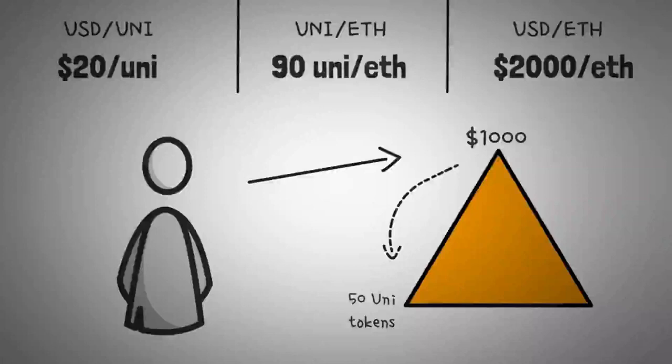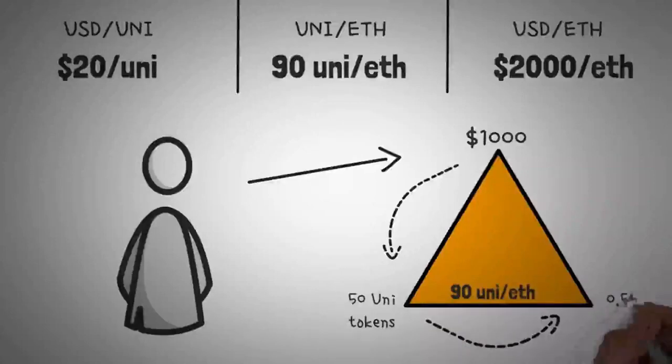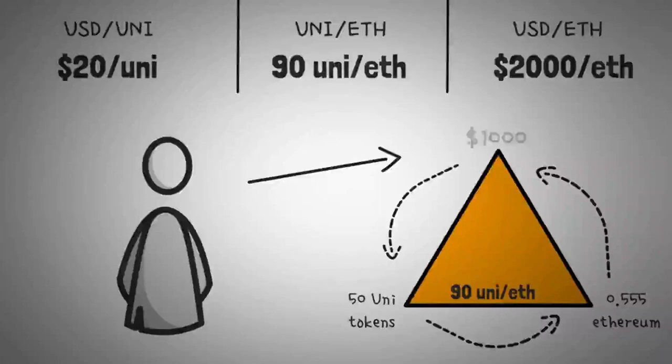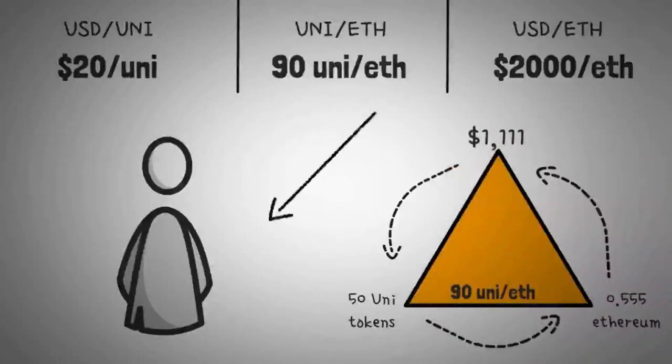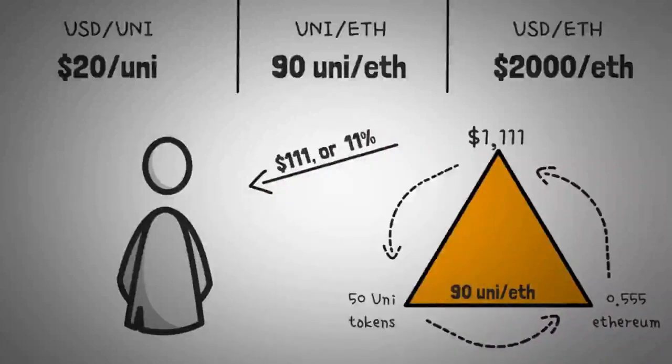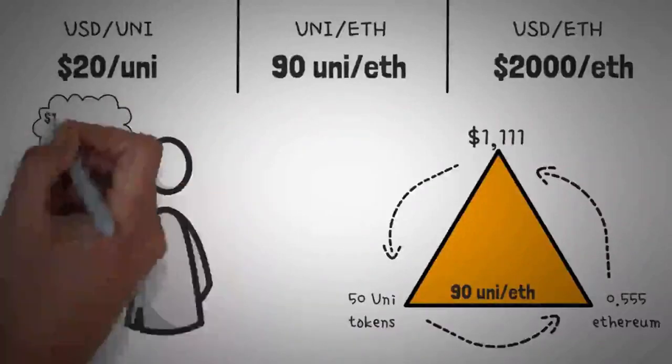Next, you trade your 50 Uniswap tokens for Ethereum. If we use the exchange rate that I gave earlier of 90 Uni tokens per Ethereum, this gives us 0.555 Ethereum. Now, we simply have to sell that Ethereum for cash. 0.555 Ethereum can get us $1,111, which is a fun number, but it means that we made $111 in profit, or roughly 11% on our triangular arbitrage.